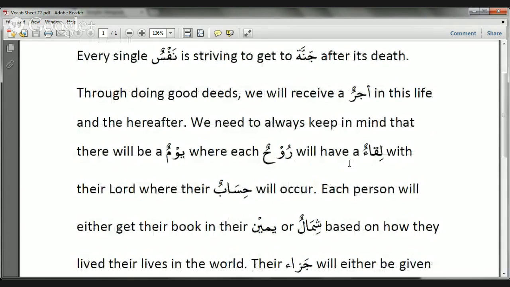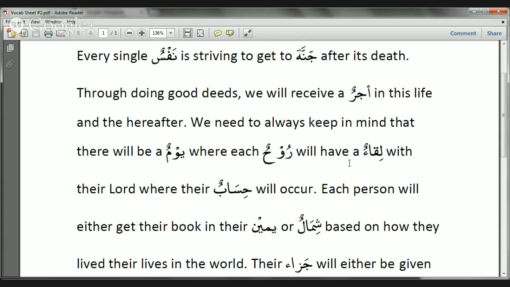Each person will either get their book in their yaminun, in their right hand, or their shimalun, in their left hand, based on how they live their lives in the world. Their jaza'un, their reward, will either be given through nuhur, rivers.